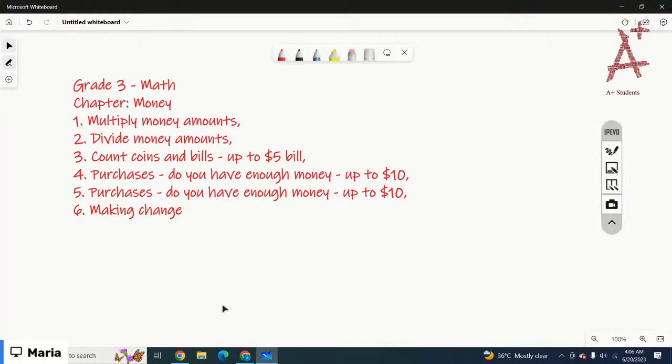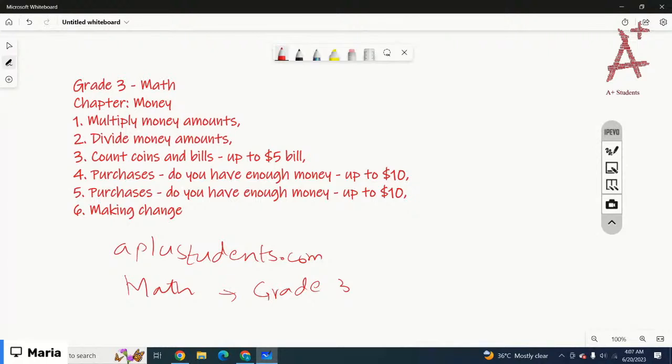We are here for grade 3 maths. You can find all the lessons on aplusstudents.com. You have to log in there using your email address and password as provided by the administrator. Then you have to select math from the subject tab. Scroll down to grade 3 and then click on view all lessons. There you can find a list of the chapters.